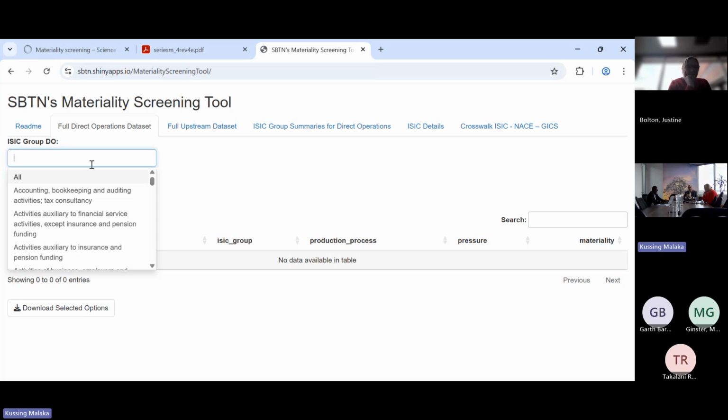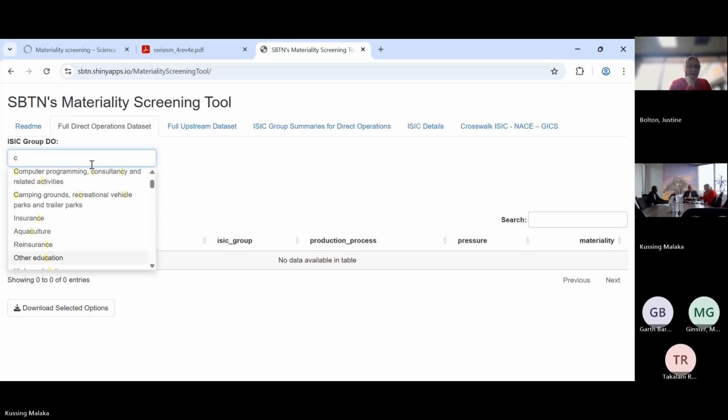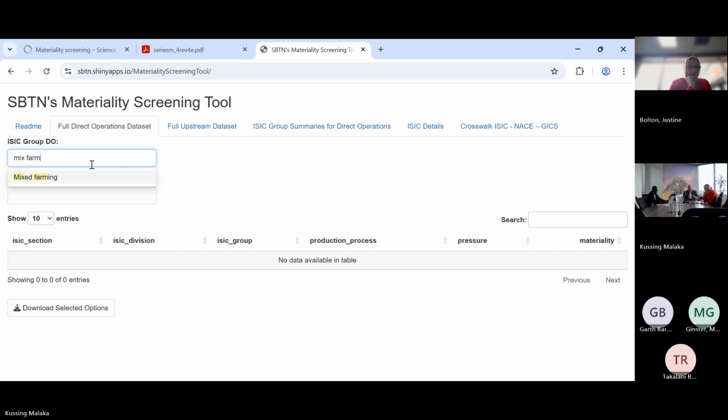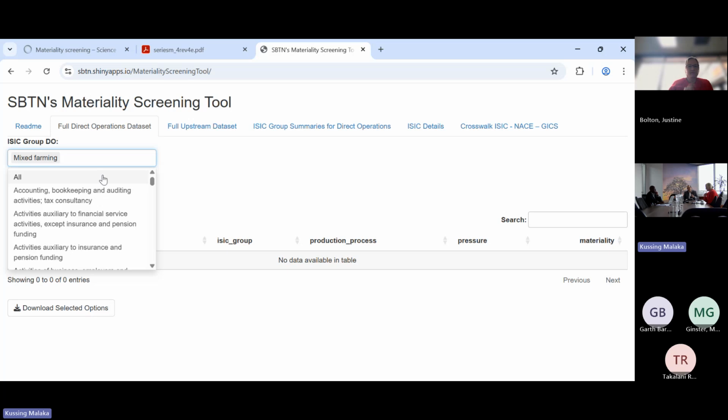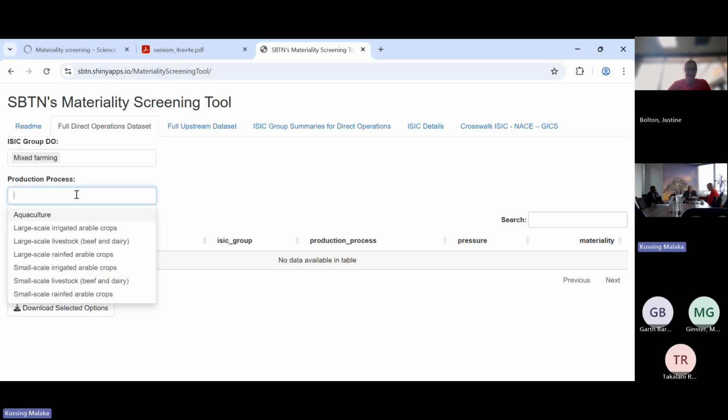So let's see, in the beef industry is cattle farming. In Buffalo. Let's go with the next. So once you select here, and then you come to the production process, it will start pre-populating the activities related to that ISIC group.